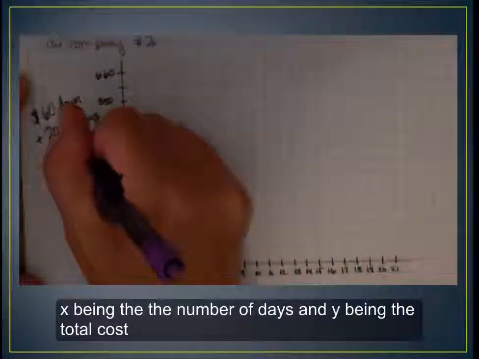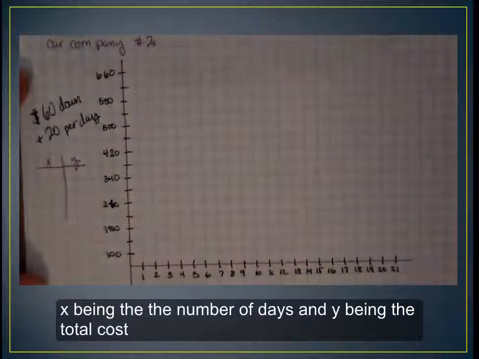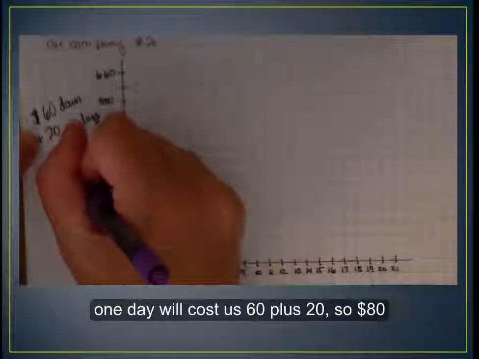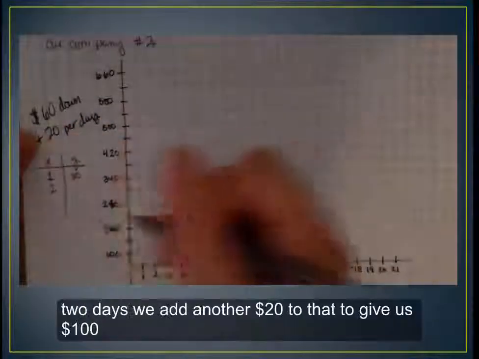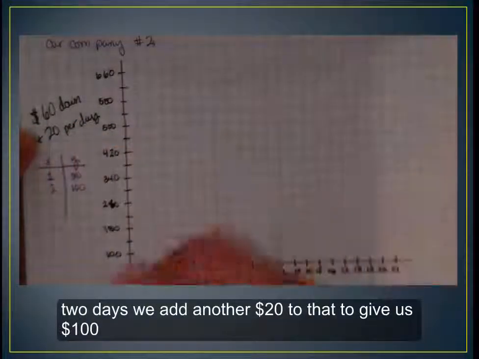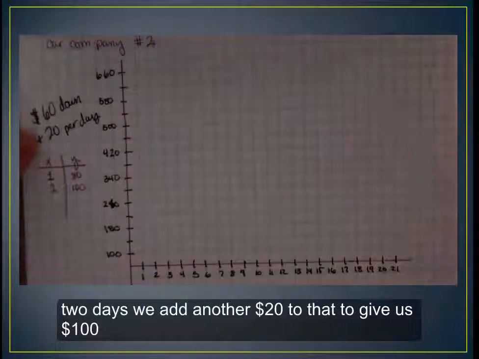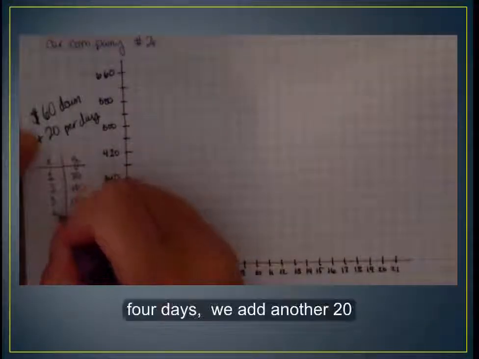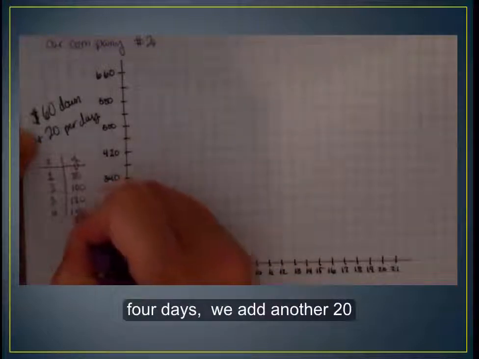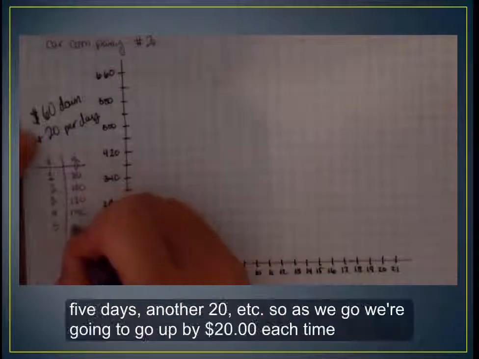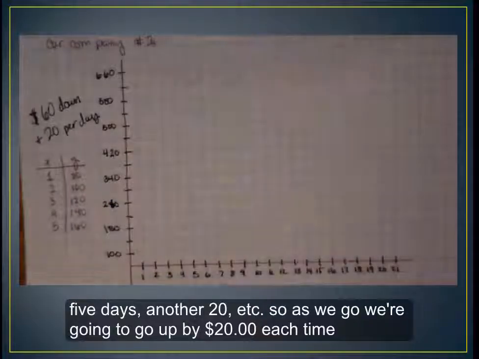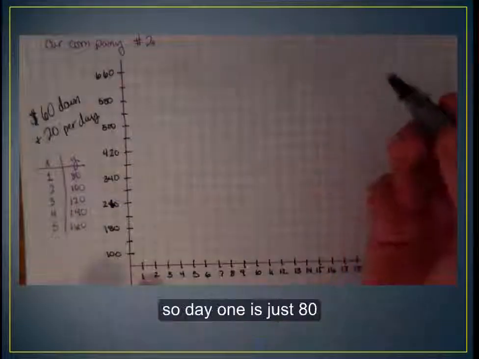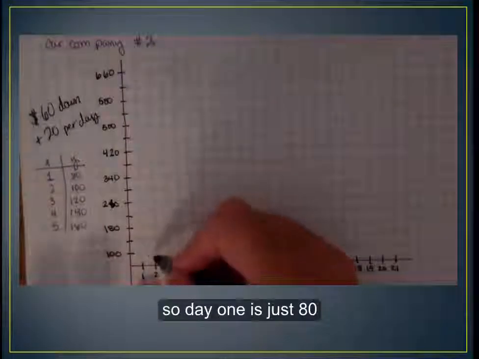So for this particular graph, I'm going to actually make myself a T-chart. X being the number of days and Y being the total cost. 1 day will cost us 60 plus 20, so $80. 2 days we add another 20 to that to give us $100. 3 days we add another 20. 4 days we add another 20. 5 days another 20, etc. So as we go, we're going to go up by $20 each time. So day 1 is just 80.